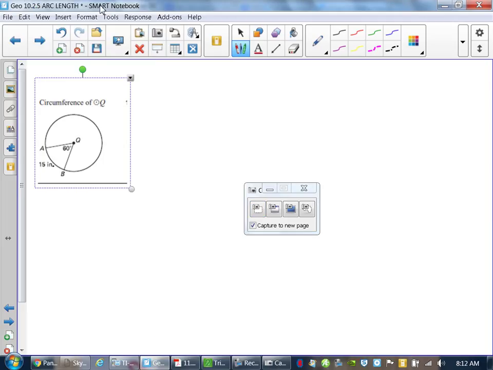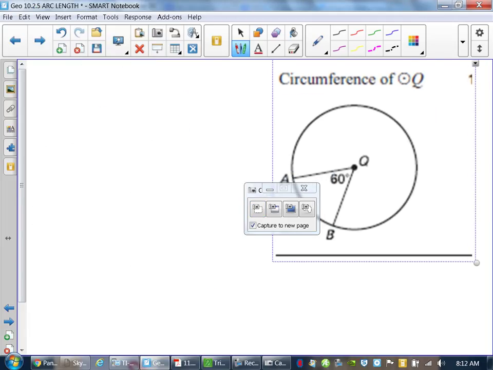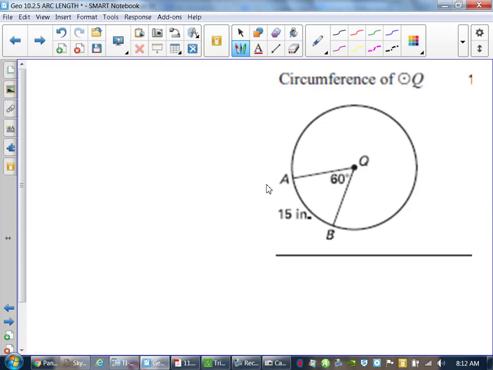Sometimes you have to work backwards. What'll happen is they'll give you the circle, they'll give you the central angle, they might give you the arc length, they might give you the circumference. They might give you something where you have to find one of the pieces.